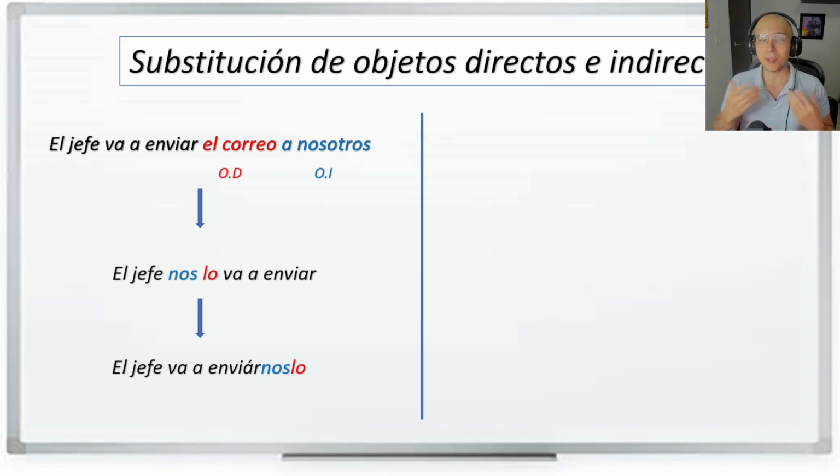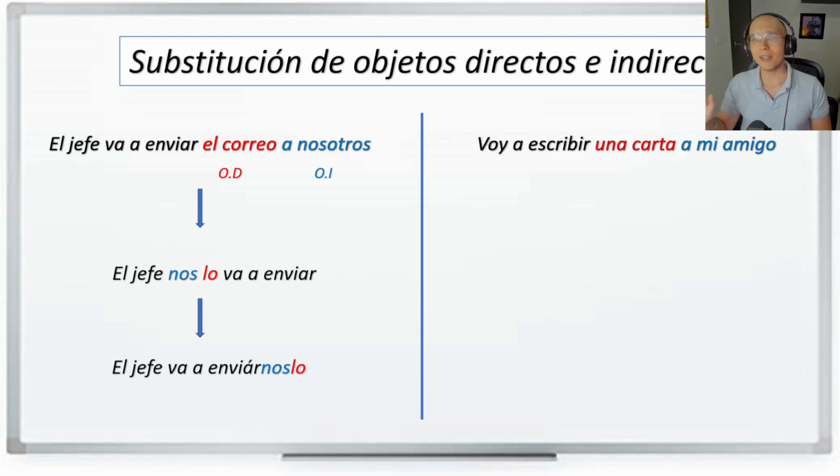And this is where most people will have trouble, but the more you practice this, the easier it will get, okay? Let's repeat that one more time. El jefe va a enviárnoslo. So, let's repeat the steps. When you want to substitute both, first, you identify which one is the indirect object and the direct object. Then, you are going to substitute first the indirect object and second the direct object. If you have two verbs, you can put them both before the conjugated verb, or you can attach them both to the non-conjugated verb.